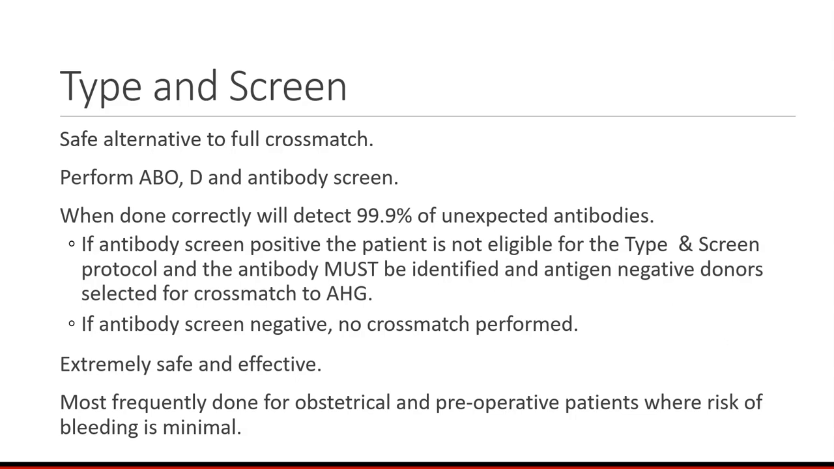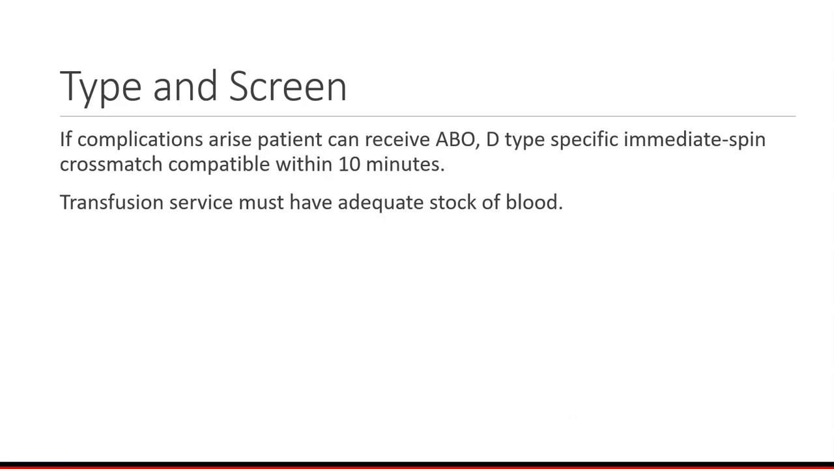And this is why, if you're doing a type and screen protocol, I prefer a 3-cell screen, because that increases the chance of you having more homozygous cells to detect weakened antibodies. If complications arise, the patient can receive ABO and D type-specific immediate spin cross-match compatible blood within 10 minutes. And that's nothing. And we were one of the first hospitals in Austin to go to this protocol.